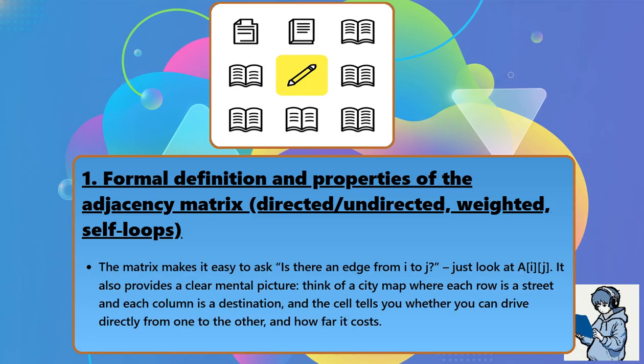The matrix makes it easy to ask, is there an edge from i to j? Just look at a_ij. It also provides a clear mental picture. Think of a city map where each row is a street and each column is a destination, and the cell tells you whether you can drive directly from one to the other and how far it costs.